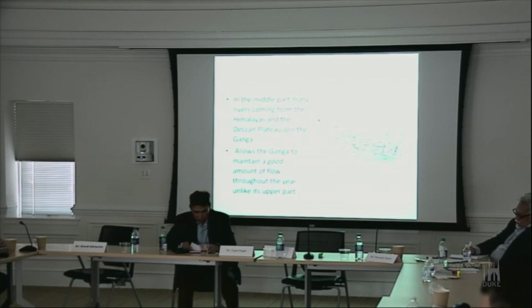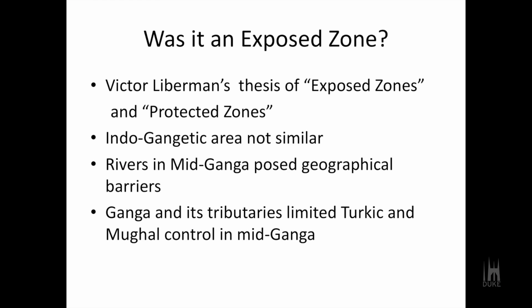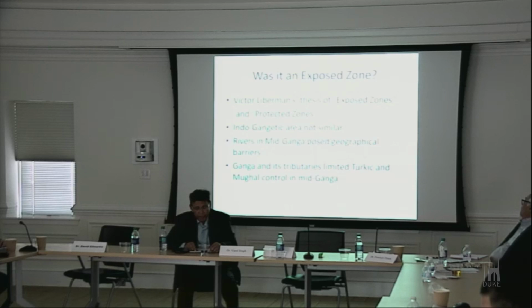That is why the conquest and the establishment of ruling dynasties from the steppes were more apparent. The fragility and fluidity of the state of India throughout history was also due to the exposed position. I believe that contrary to Lieberman's argument, in the mid-Ganga plain, the geographical barriers like the Ganga and its tributaries limited Turkic and Mongol control. Throughout its history, imperial administration was not so stable in the capital city of Patna and the surrounding regions.